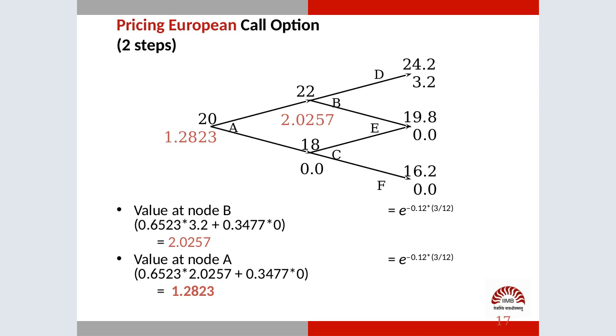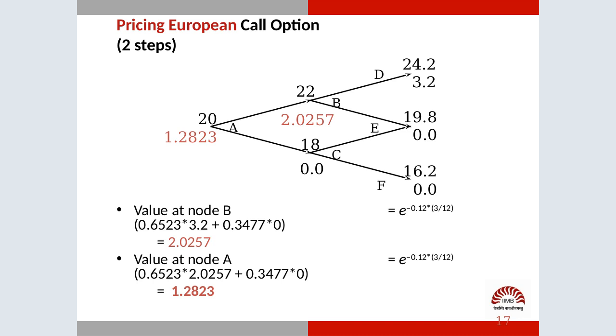How is the value at C 0? Again, the same logic. If you are at C, you can go up to E or you can go down to F. In both cases, the payoffs are 0. Whatever the probability is, you are multiplying it by 0, and hence the value at C will always be 0.